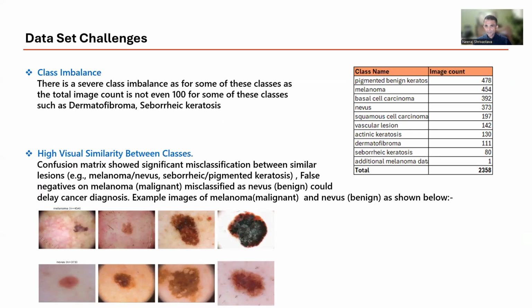Data set challenges: class imbalance. There is a severe class imbalance. For some of these classes, the total image count is not even 100, as you can see in this table below, and there are only 2,358 images, which is definitely not enough.